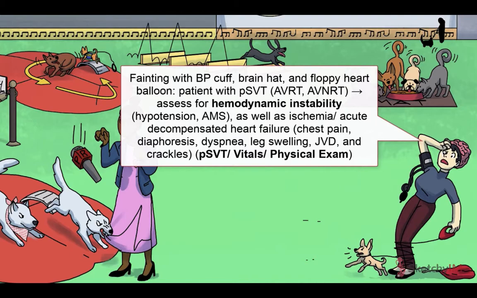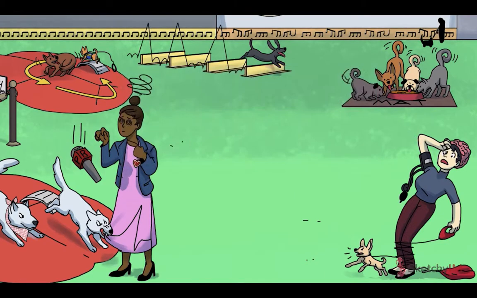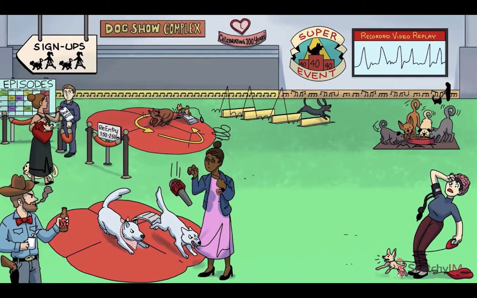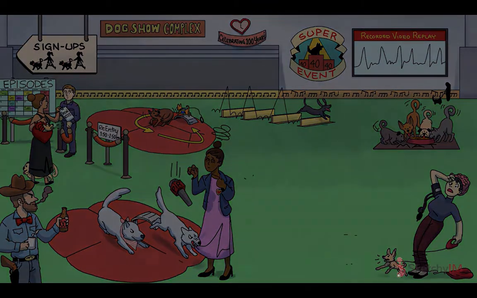The most glaring physical exam finding will be tachycardia with a regular ventricular response. But remember to inspect for signs of heart failure or ischemia, especially in older patients. Assess for chest pain, diaphoresis, dyspnea, leg swelling, JVD, and crackles. Generally, imaging is unnecessary except in the case of heart failure symptoms, in which a chest x-ray can be considered. Sample assessment? Don't mind if I do.